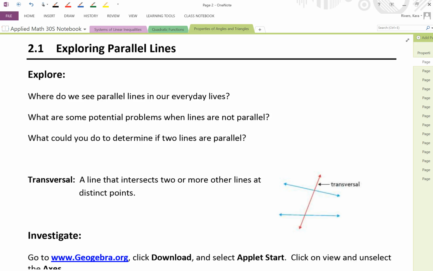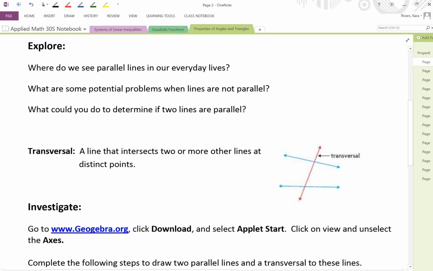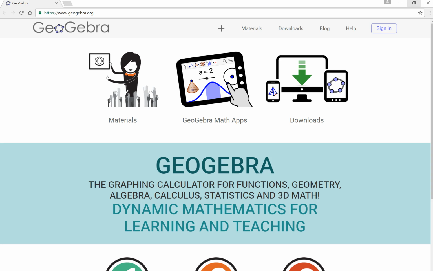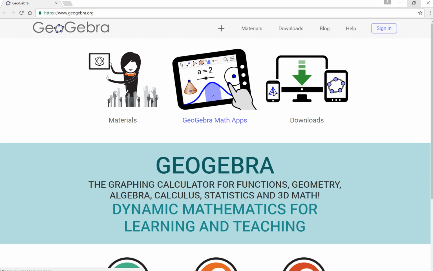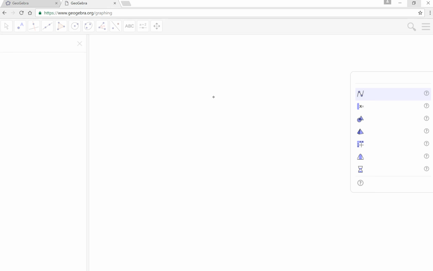In this lesson, we're going to explore parallel lines. There's a little investigation that I would like you to go through on GeoGebra.org. So you're going to go to that website, and when you go there, it should look like this. The instructions say to download, and you can do that, but you don't have to. You can go to the apps here in the middle, and then you'll get a window that looks like this.